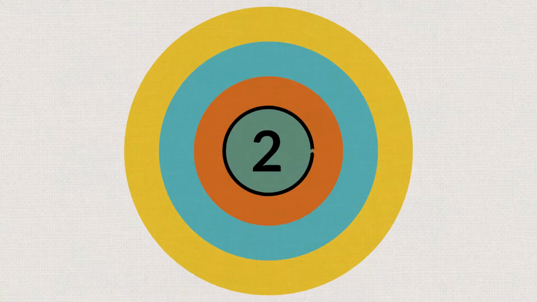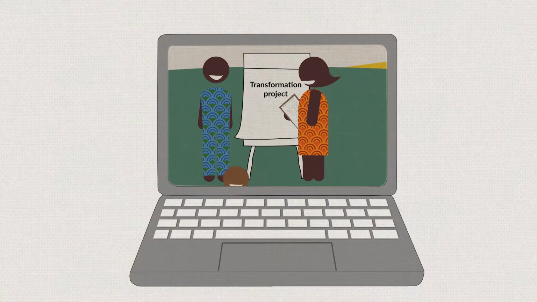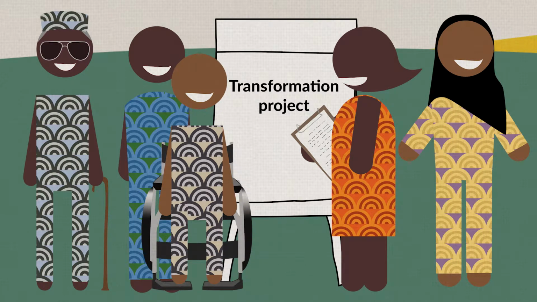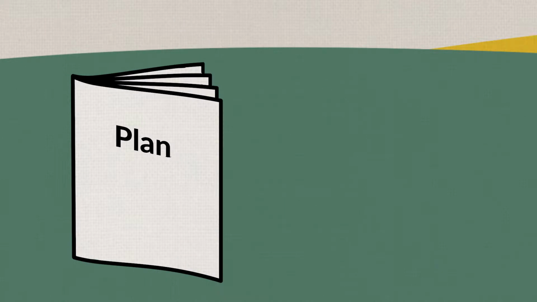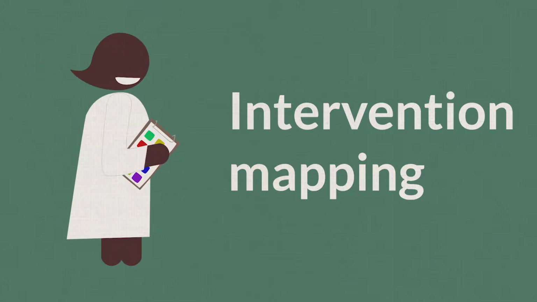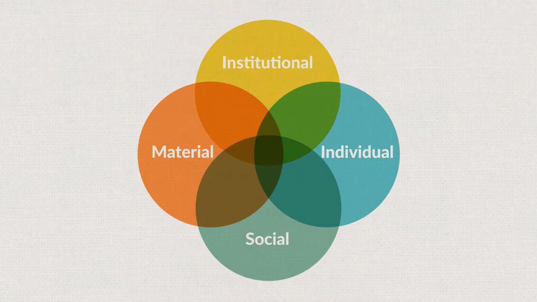In this second film in our series on transforming social norms for sexual and reproductive health and rights, we describe how to design a social norms transformation project. A successful social norms transformation project is ready to start after careful planning and thought. Intervention mapping is an approach developed by behavior scientists to guide the design of social norms and behavior change programs.